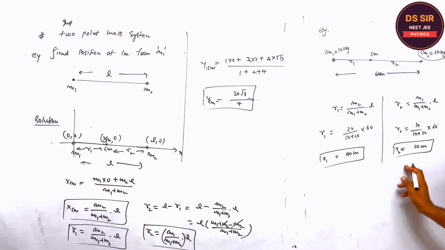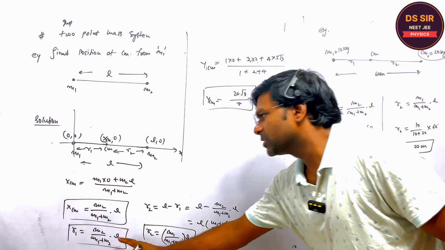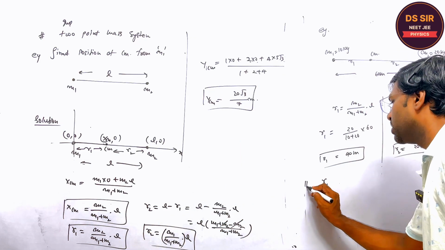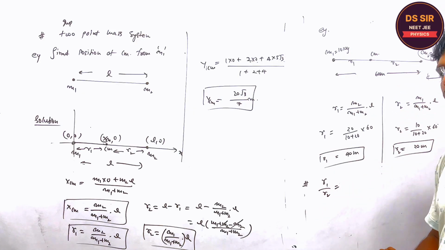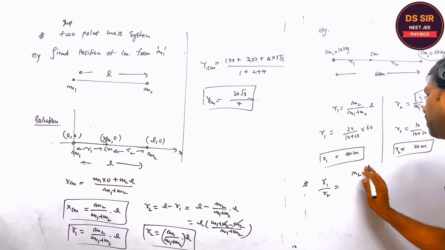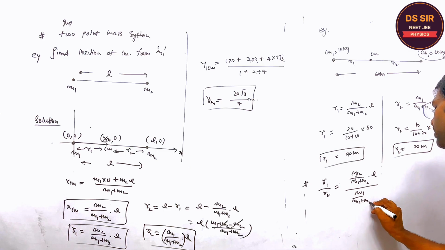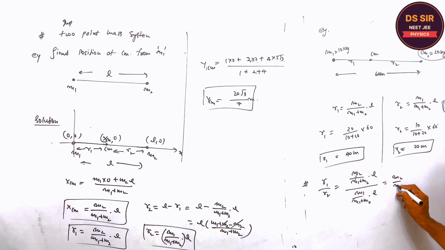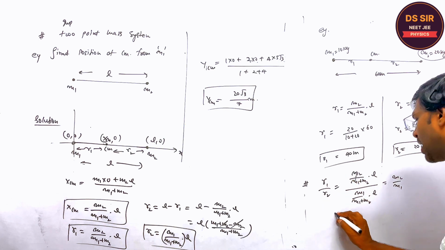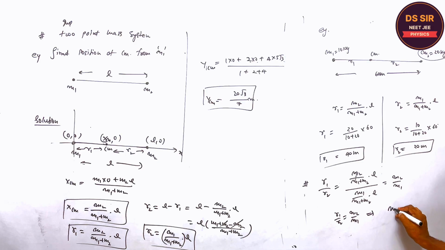So in this way, the R1, R2 distance you can write directly using this formula. And listen one more thing. If you divide R1 upon R2, that is this distance divided by this distance, so M2 upon M1 plus M2 into L divided by M1 upon M1 plus M2 into L, it will be M2 upon M1. R1 upon R2 is equal to M2 upon M1, which implies that M1 R1 is equal to M2 R2.